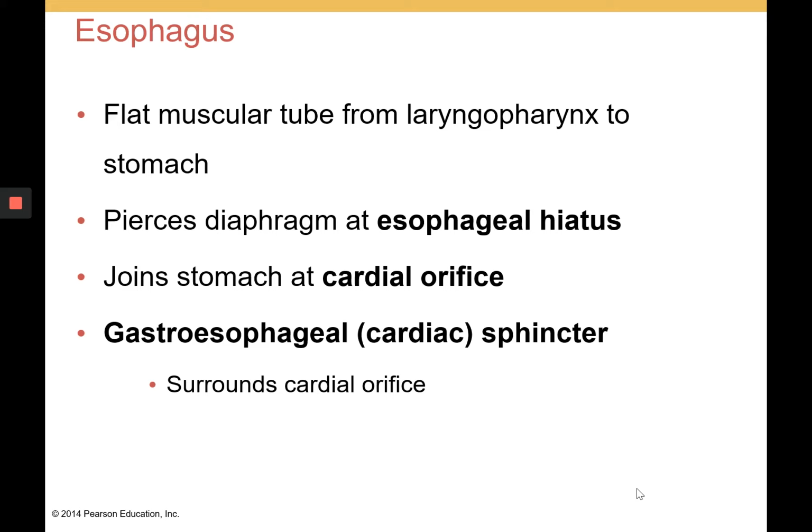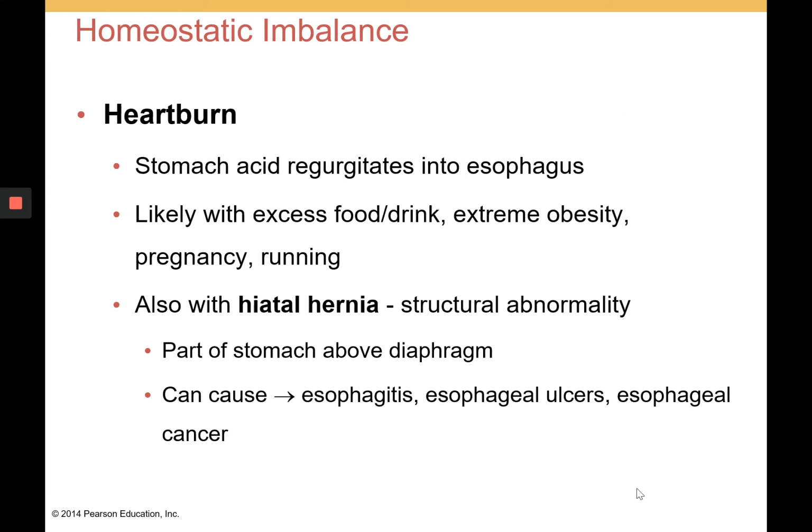The sphincter that dilates to allow food to go from the esophagus into the stomach is called the cardiac sphincter or gastroesophageal sphincter. A homeostatic imbalance associated with this esophagus-stomach junction is heartburn. Heartburn occurs when stomach acid regurgitates into the esophagus, and if you drink too much or eat a lot of food, then it's likely that you'll suffer from heartburn. Individuals who are extremely obese, pregnant, or have just gone for a run will also possibly suffer from heartburn.